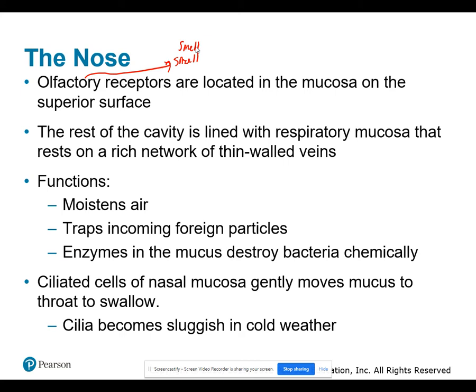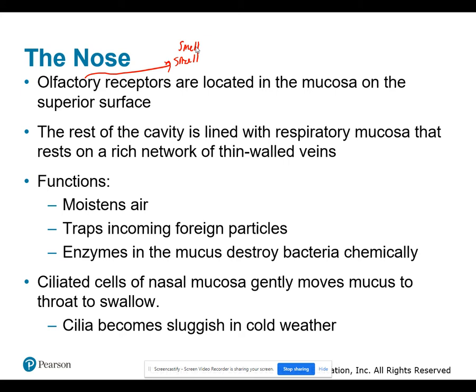In fact, this mucus actually rests on a rich network of thin-walled veins. And what happens is those veins that carry blood serve very important functions, such as moistening air. It helps trap incoming foreign particles in that mucus. And that mucus also has enzymes to help destroy bacteria that could be potentially harmful for your body.